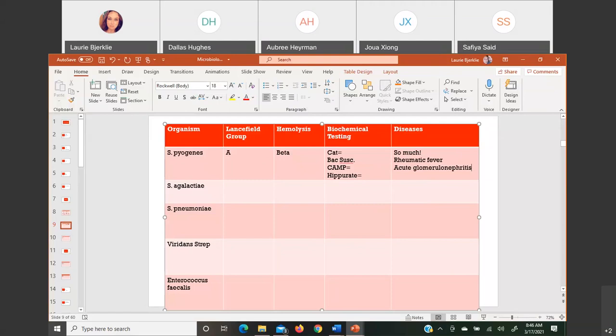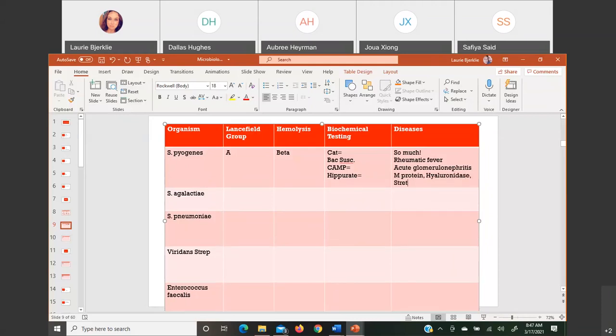It's just always a pathogen. It is not really normal flora in our body, so it's one that we always screen for. And then it has a ton of virulence factors. This is the one that has all those virulence factors that we've learned about: M protein, hyaluronidase, streptokinase, and so on and so forth. You had site guides that we filled out on that, so I'll let you refer back to all that.